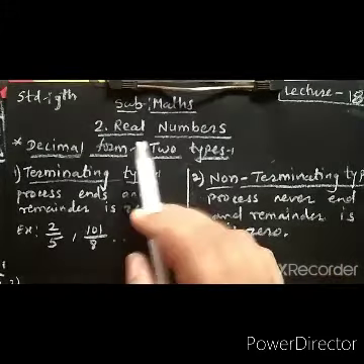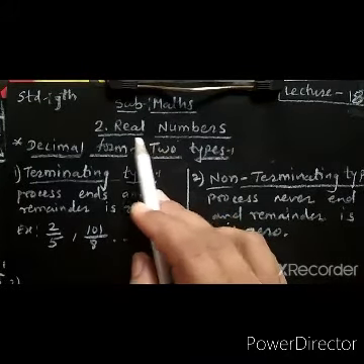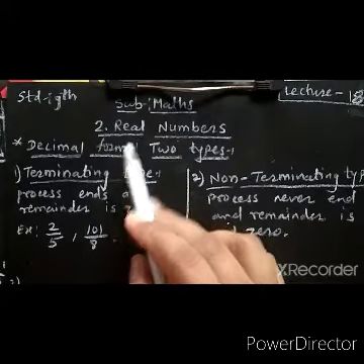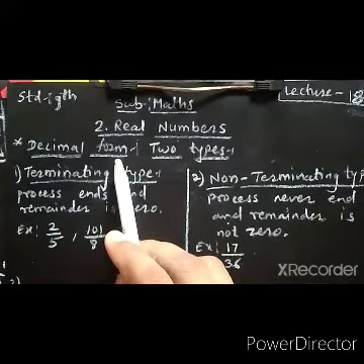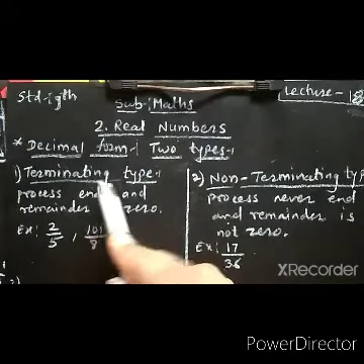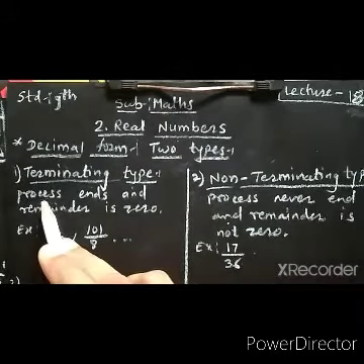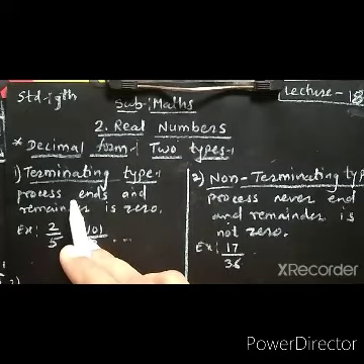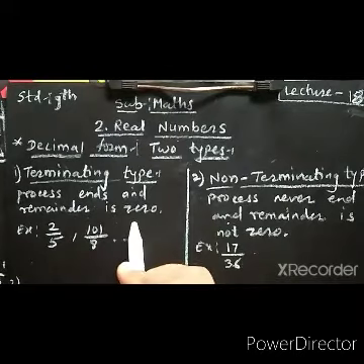Let us see lesson number 2, real numbers. In the previous video, we have seen the definition of real numbers and properties of rational numbers. Now let us see the next point, decimal form. There are two types of decimal form, terminating type and non-terminating type. Let us see first, terminating type. Terminating type means the process ends and the remainder is 0.